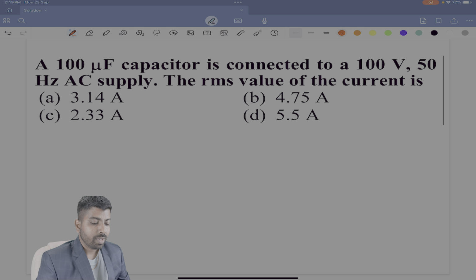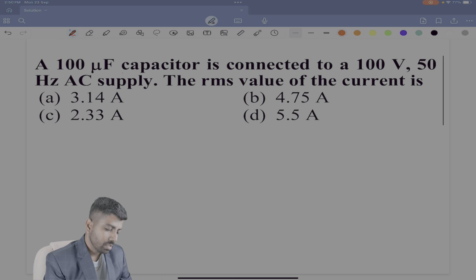So here is a question: a 100 microfarad capacitor is connected to a 100 volt and 50 hertz AC supply. The RMS value of the current is what? So 4 options are there. So let us find out the data that is given in the question.